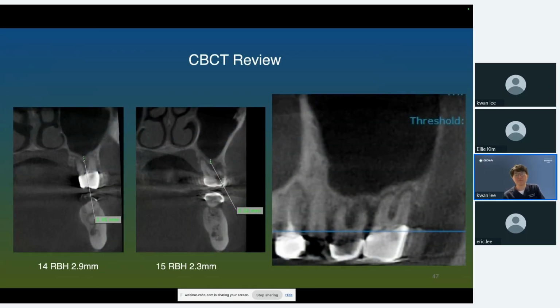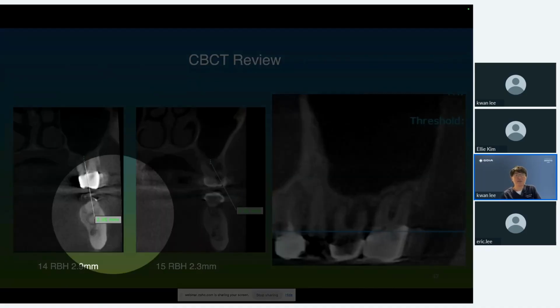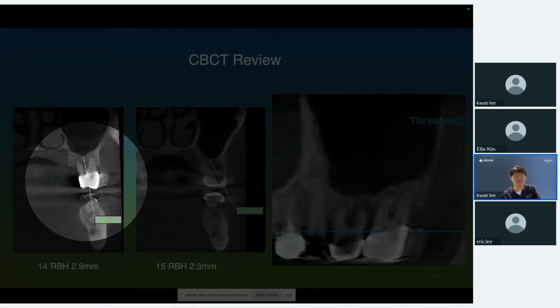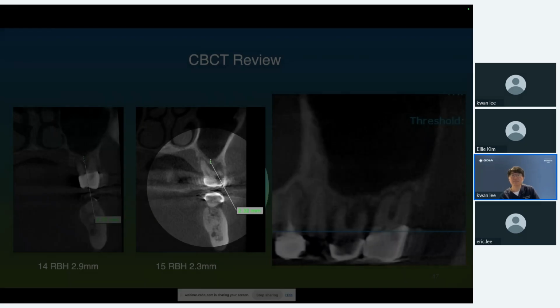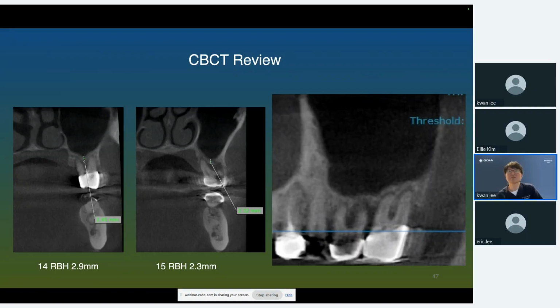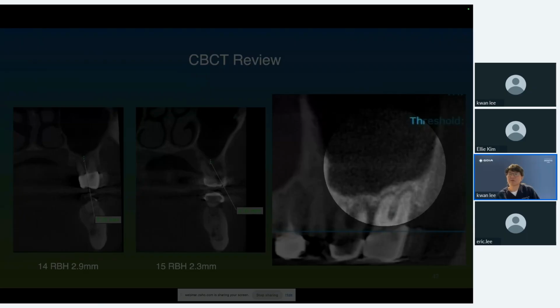So look at the pre-ops. For number 14, the residual bone height is about 2.9. The interradicular bone is about 3, probably a little shy of 3, about 2. And at number 15, a lot of bone is already gone. Residual bone height is probably maybe 2.3, less than 3. And this is the panoramic view. So now I have to look at this whole upper left area, the sinus for tooth number 14 and tooth number 15.